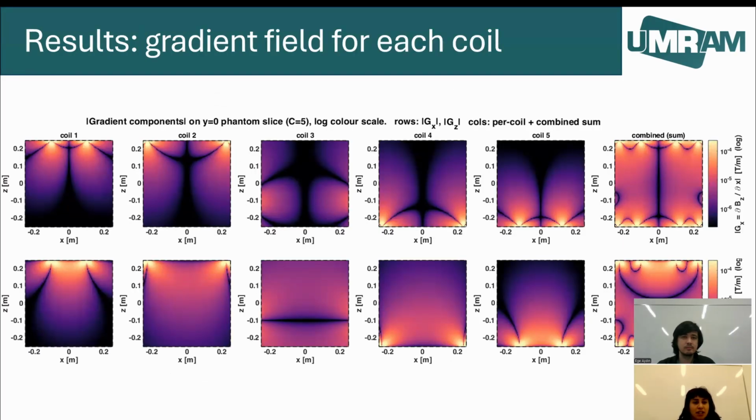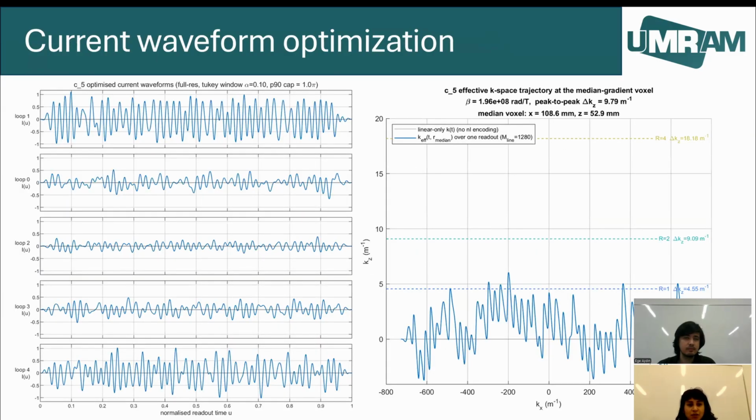So here are the magnitudes for our 5 coils, the gradient fields generated by each coil in the x and z directions, and the total gradient fields. And here are the currents generated by each coil for one voxel. The frequencies change from voxel to voxel, and the current at the median voxel is shown on the right, which is the line we will trace through k-space. Dashed lines show the conventional linear phase encoding lines, and you can compare it with that.